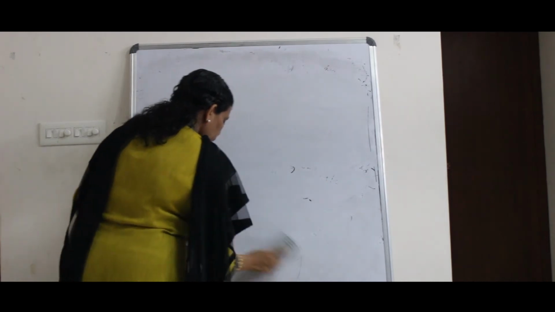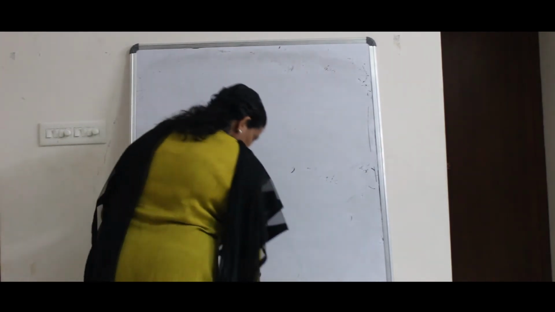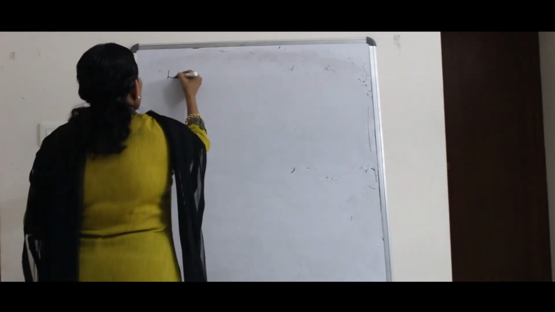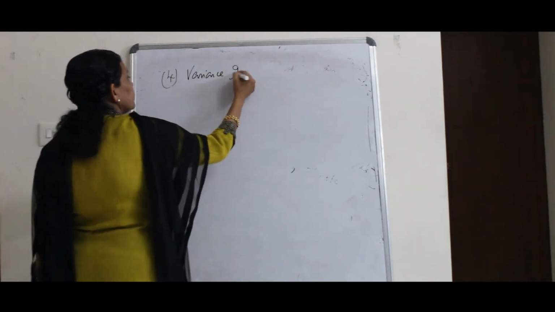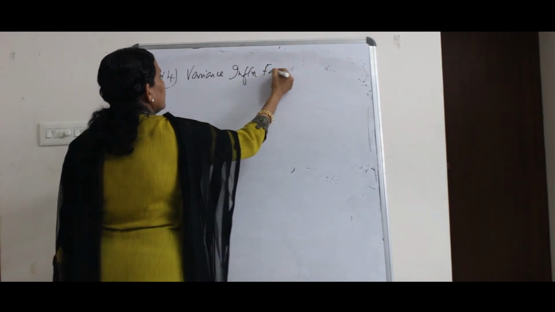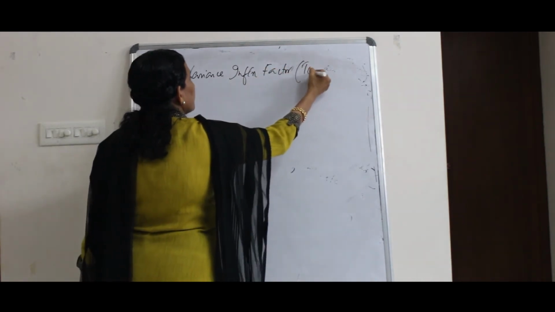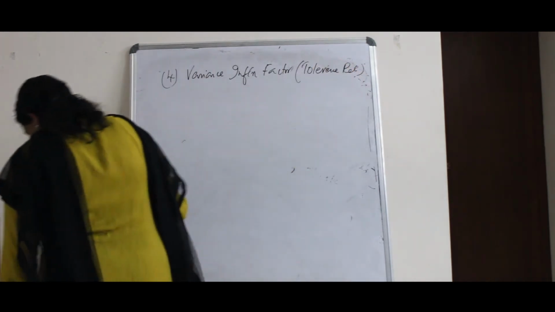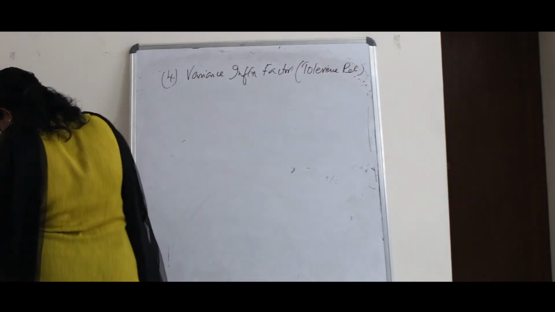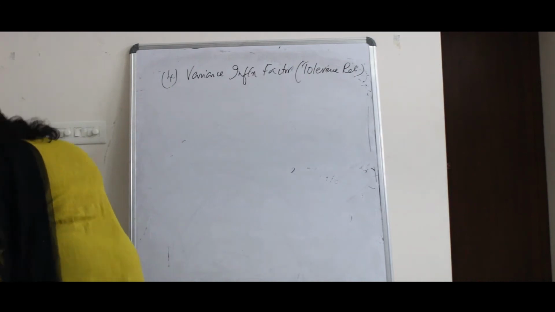And we have one more test, that's the last test, which is called the variance inflation factor, and a concept which is related to that, which is called the tolerance ratio. Variance inflation factor and the tolerance ratio.